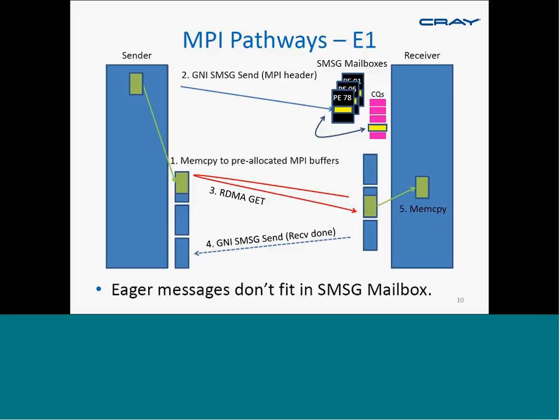So you can see this involves many more steps. 7 network transfers. And the E1 pathway has a higher latency, but still lower than what a bulk transfer can do. So you can see that the E1 pathway is used when the message cannot fit in those small message mailboxes.